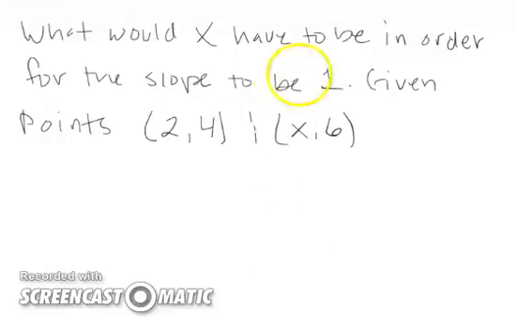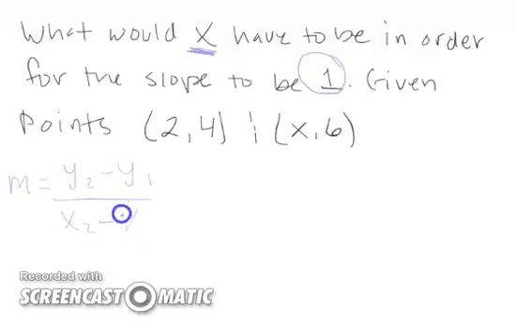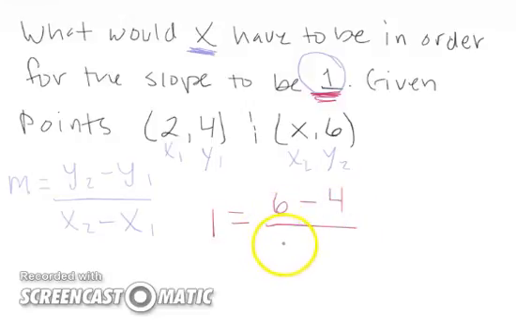What would the value of x have to be in order for the slope to be 1, given these points? I know the slope formula is y2 minus y1 over x2 minus x1. Let's plug in everything I know. We're working this one backwards, and we haven't quite done a problem like this before. I know my slope is 1, so instead of m, I'm going to write 1 equals y2, which is 6, minus y1, which is 4, over x2, which is x, minus x1, which is 2.